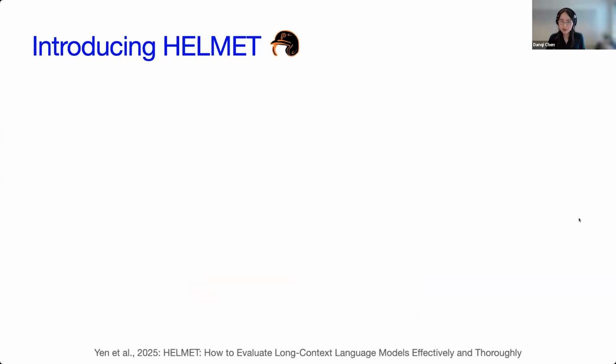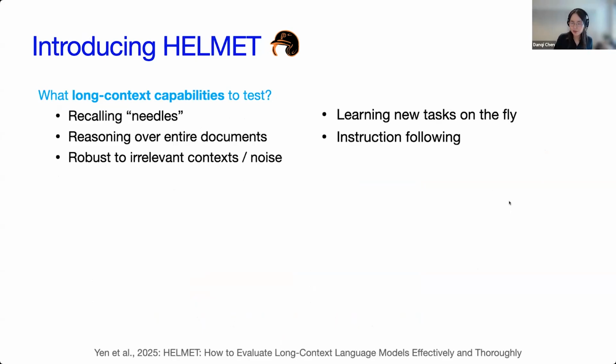So next, let me talk about what tasks the HELMET benchmark actually includes. The first question we want to ask here is, what long context capabilities do we really care about? Do we want to test them in real world applications, and when we want to deploy these long context models? Here are the abilities that we decided are important.